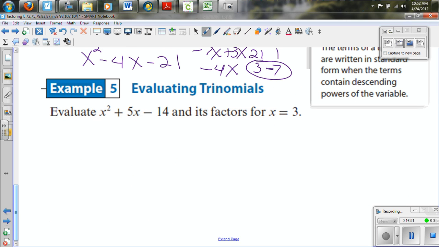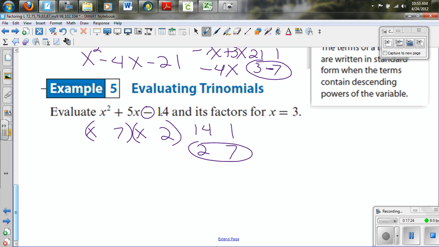Last one, evaluating. This is simply substitution. So when we put this in, we can substitute it into this equation, or we could substitute it into the factored equation. So what's the factored equation here? Again, factoring, x times x is x squared. Factors of 14 are 14 and 1, 2 and 7. Which ones of those are going to subtract to give us 5? Well, it has to be 2 and 7. And that's a positive 5x, so the greater one has to be positive. So it's going to be a positive 7 and a negative 2 to give us the 5x in the middle.